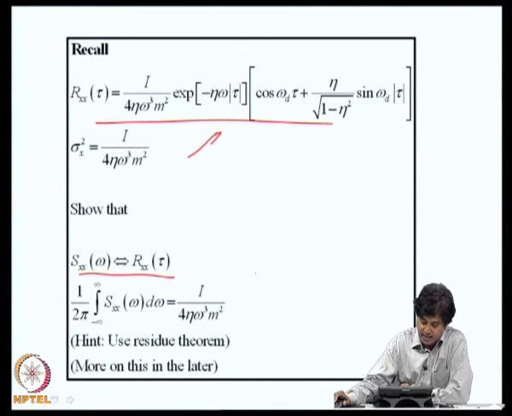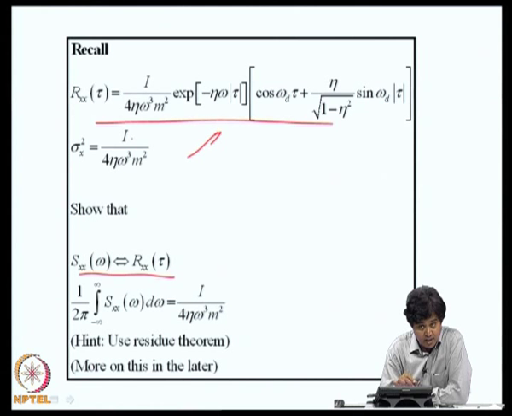Similarly, we know that Rxx of 0 is the variance, and that is given by I 4 eta omega cube m square. The area under the power spectral density function is also related to the variance. So, the variance in steady state can also be obtained by a pure frequency domain analysis, and the exercise is to show that the area under the power spectral density function is indeed the variance, which is this, which has been obtained by a time domain analysis.